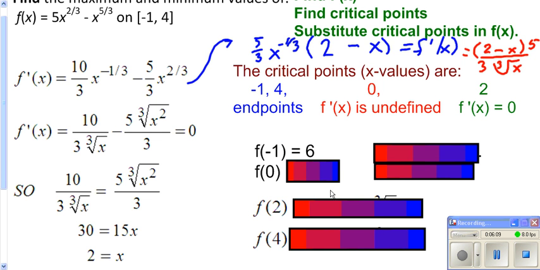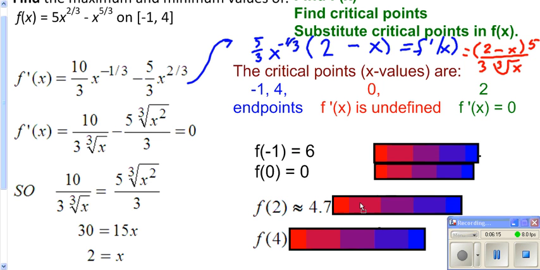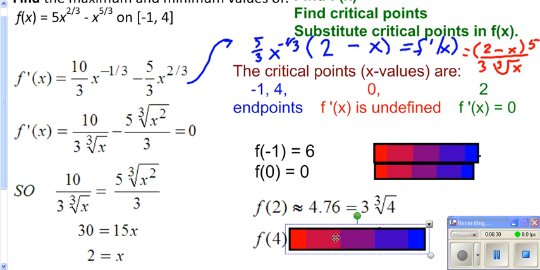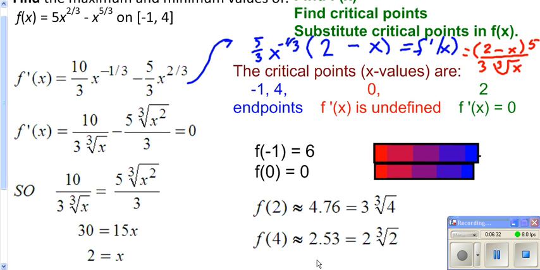When you plug in -1, you get 6. Plug in 0, well, that's pretty easy, you get 0. Plug in your 2, you get 3 times the cube root of 4, which for comparing it to your 0 and your 6 you have up here, you may want the decimal approximation. Plug in your 4, your other endpoint, which is 2 times the cube root of 2. And there's the decimal approximation.